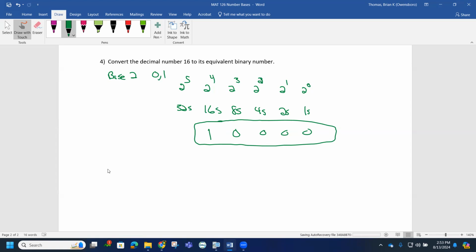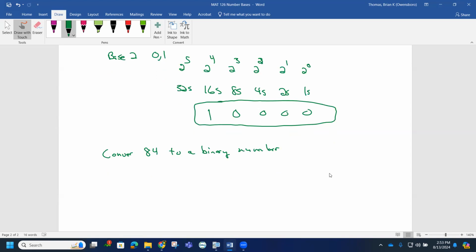Now, to do a different one as another example, since that one was so easy, say we wanted to convert 84 to a binary number. This one may require a little bit more work than that one did, just in case you get a little bit harder one.